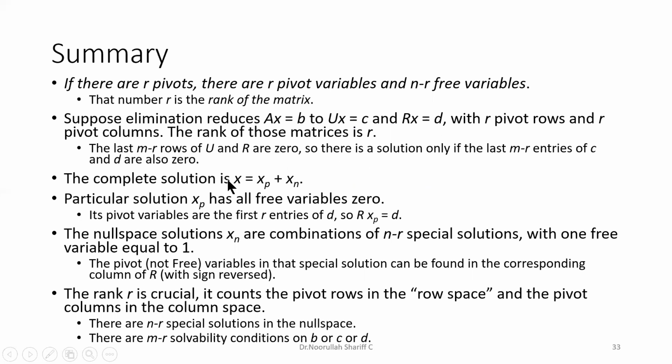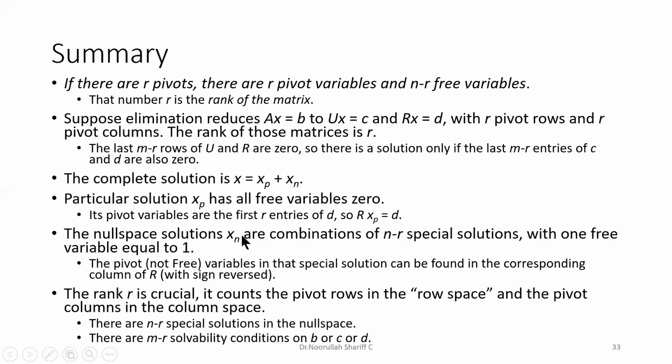The complete solution is specified by x equal to the particular solution plus the null space solution. The particular solution xp has all free variables 0. Using all free variables as 0, we can find the particular solution. Its pivot variables are the first R entries of d. So R xp equal to d. Directly we will get from the equation R xp equal to d the particular solution itself.